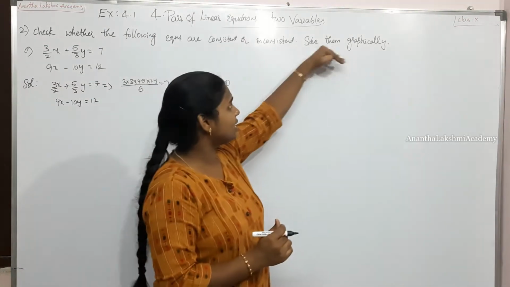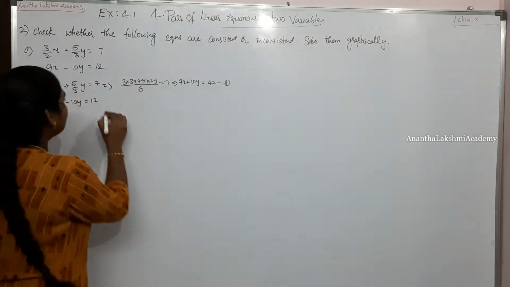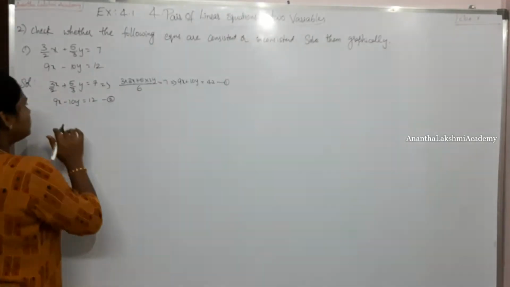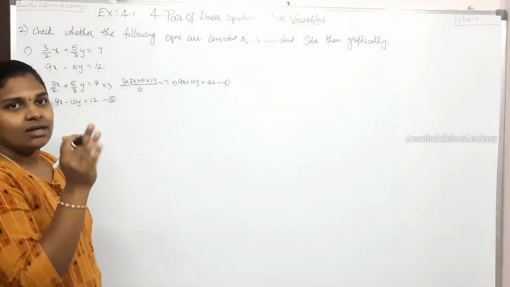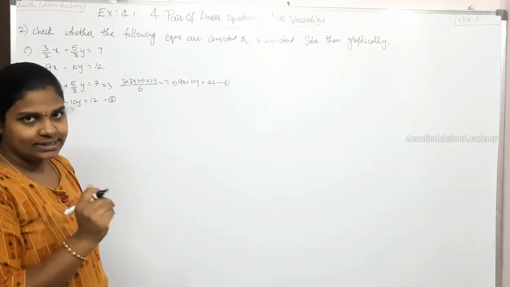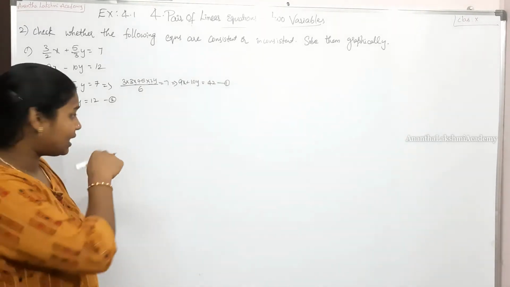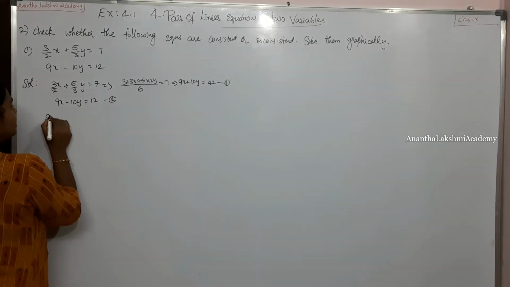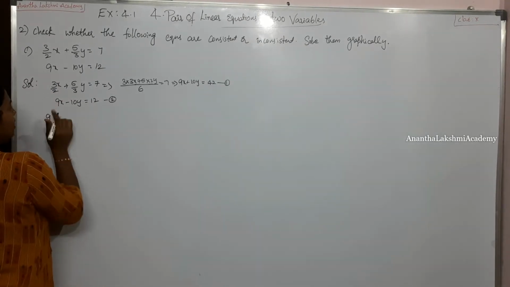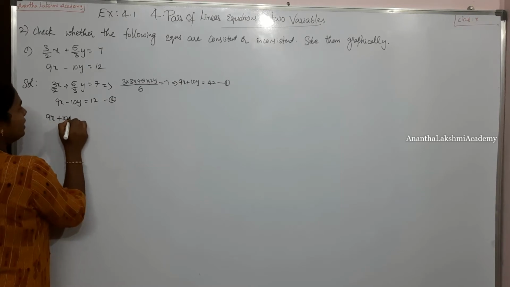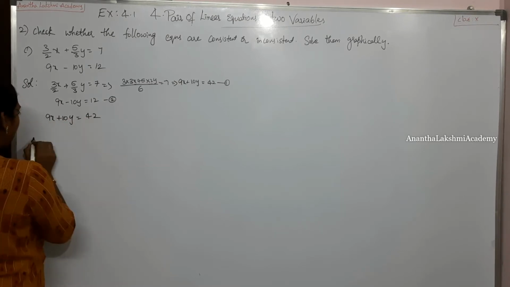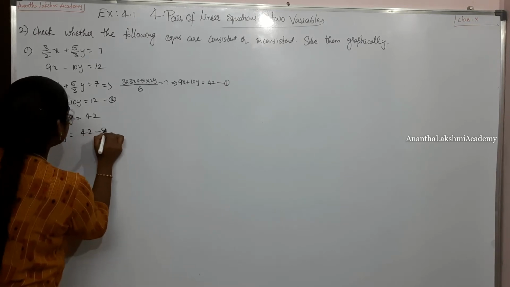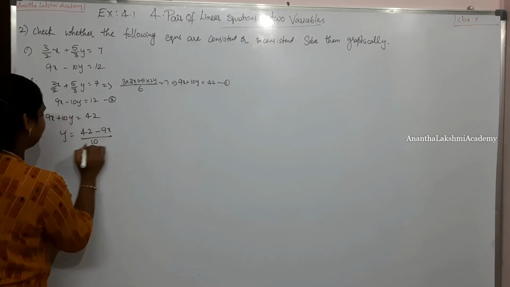This is going to be our equation number 2. They are asking us to solve them graphically. So how do we solve it graphically? We need to plot the graph on XY coordinates, right? So let us do the same. For the first one, 9x plus 10y is equal to 42, so y is equal to 42 minus 9x by 10.